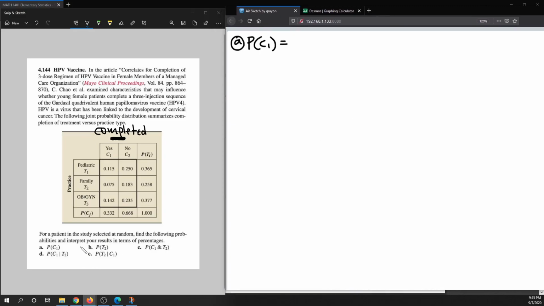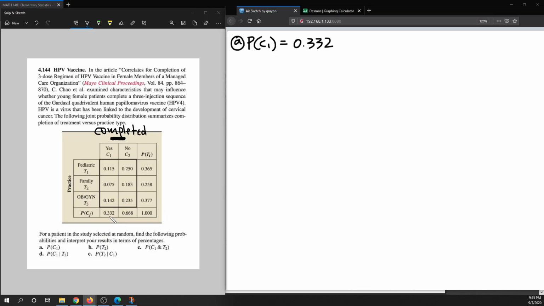All right. So probability of C1, that is, if I randomly select a patient, what's the probability that they completed the 3 injection sequence? Okay, so this is a joint probability distribution. They tell us that, right? So these are probabilities. So we want to know what's the probability of a yes, right? And all we have to do is look down here, and that is 0.332. So what that's saying is that about 33.2% of the patients completed the 3 injection sequence.